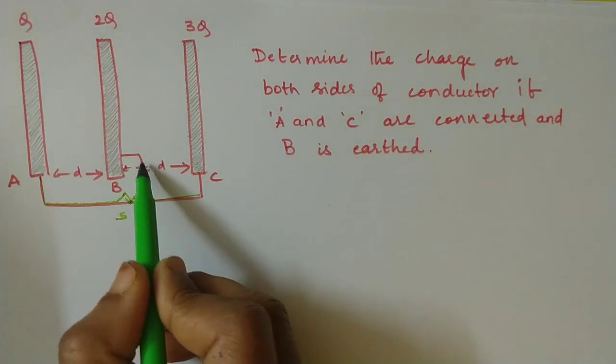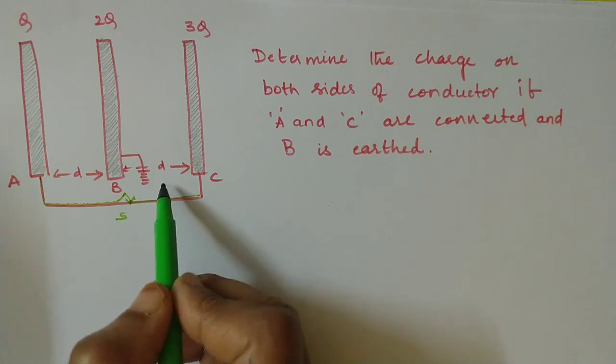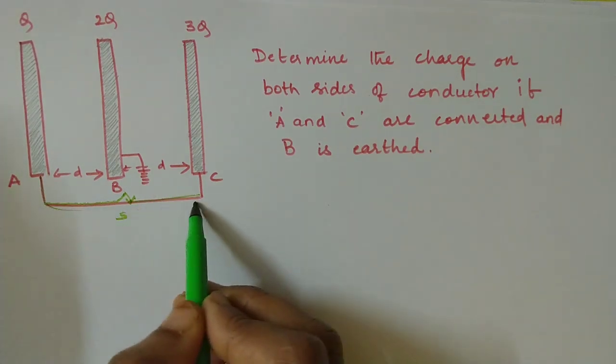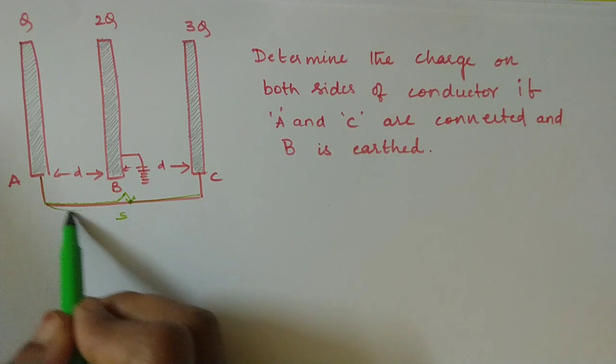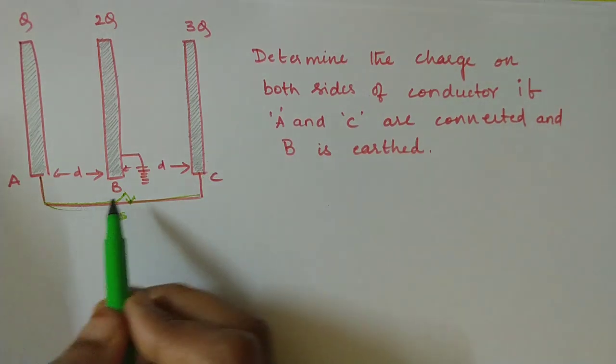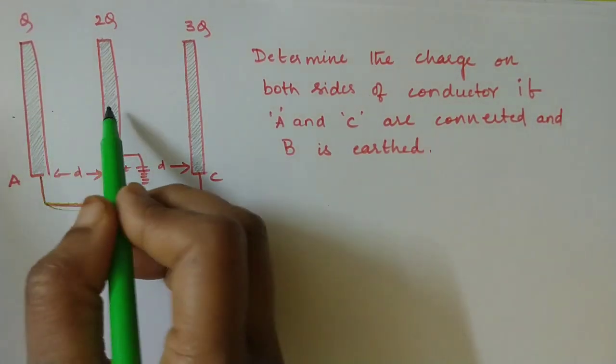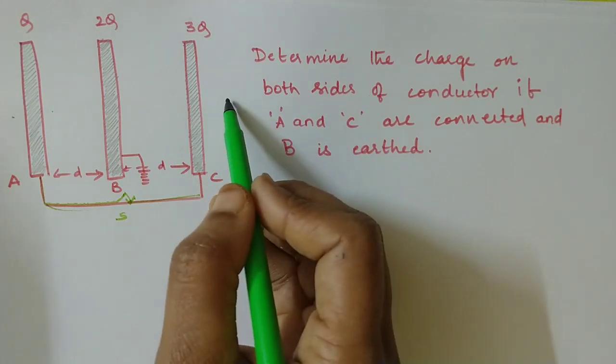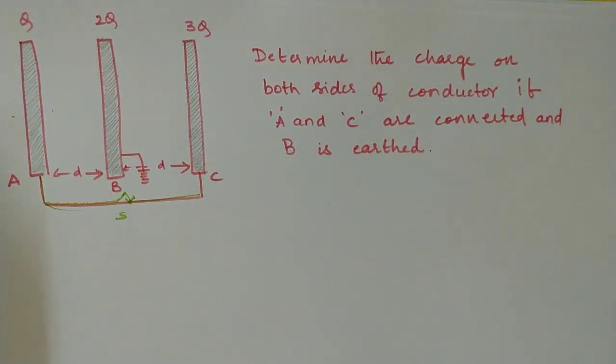And then middle surface is being earthed. So assume that after the switch is being closed, you are giving enough time for distribution of charges. Then we need to find how the charges are distributed on either sides. Okay, so let us see how to find out.